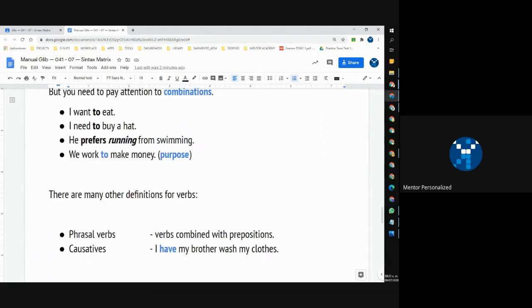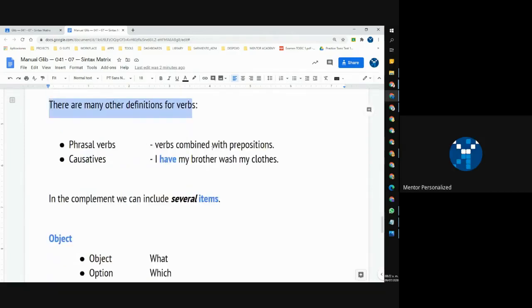And we have here another combination. Can you read this one? We work to make money. How do you say dinero in English? Money. Money, like Mónica. Mónica es mi banquera. Entonces, cuando pienso en dinero, pienso en money. We work to make money. And this is the purpose of my action. This is the intention of this action. It's like if you said in Spanish, trabajo para hacer dinero. Purpose. Very good.